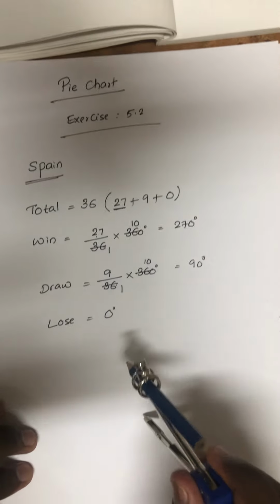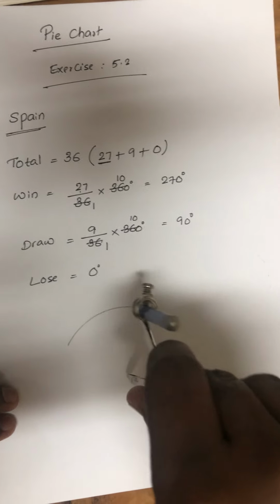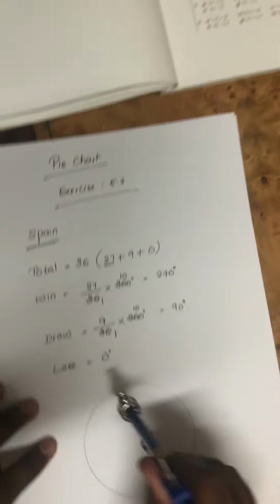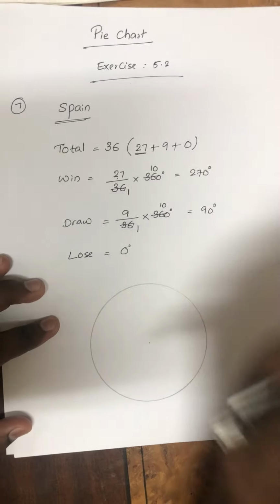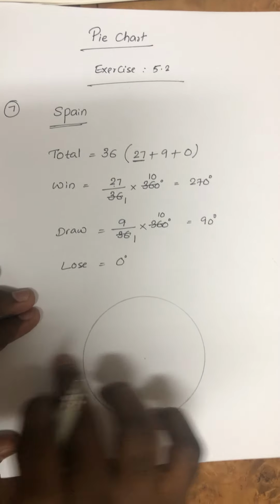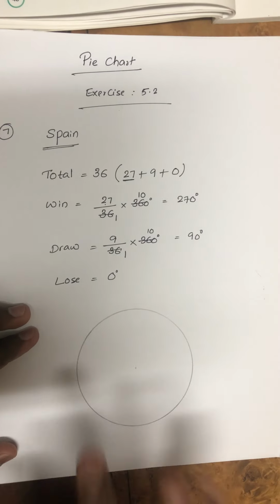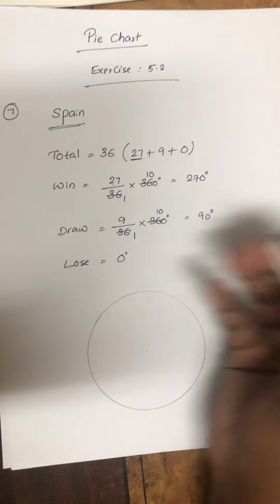Now first of all, what do you do? You have to draw one circle by using the compass. After drawing the circle, we need to put the point in the middle. Now check the angles. Is there any 180 degrees in the angles? No. If it is 180 degrees, directly we will draw the full line. But here only 270 and 90. This 0 means nothing, no need to draw.